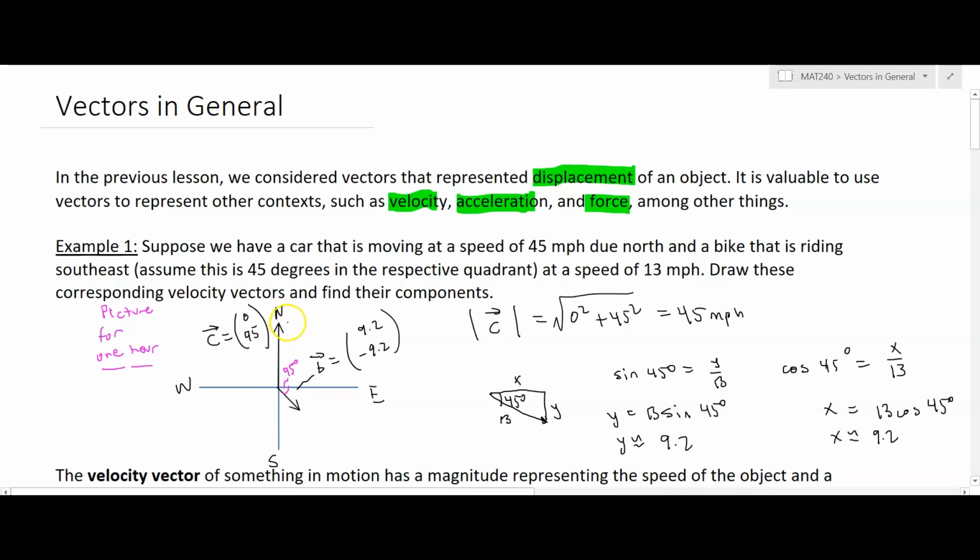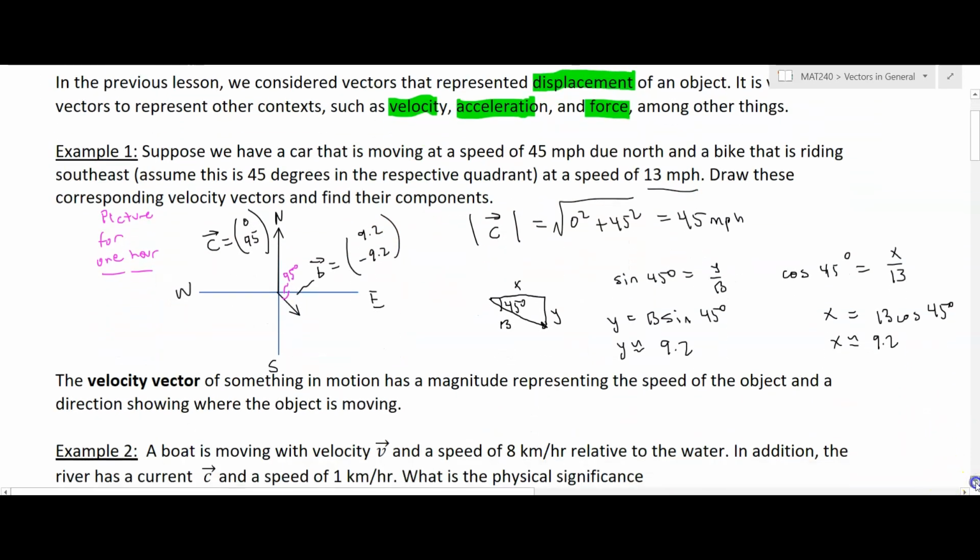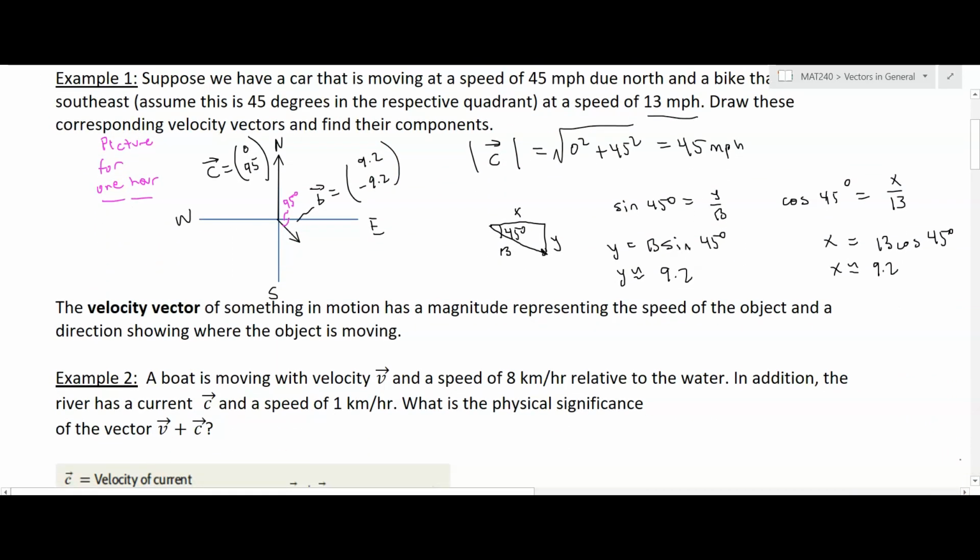Perhaps it would make more contextual sense if you drove in your car at 45 miles an hour for 1 hour, and then you took your bike at 13 miles an hour for 1 hour. So in 1 hour, riding 13 miles per hour in the southeast direction, you would displace 9.2 miles in the x direction and negative 9.2 in the y direction. So the velocity vector, something in motion, has a magnitude representing the speed of the object and a direction showing where the object is moving.